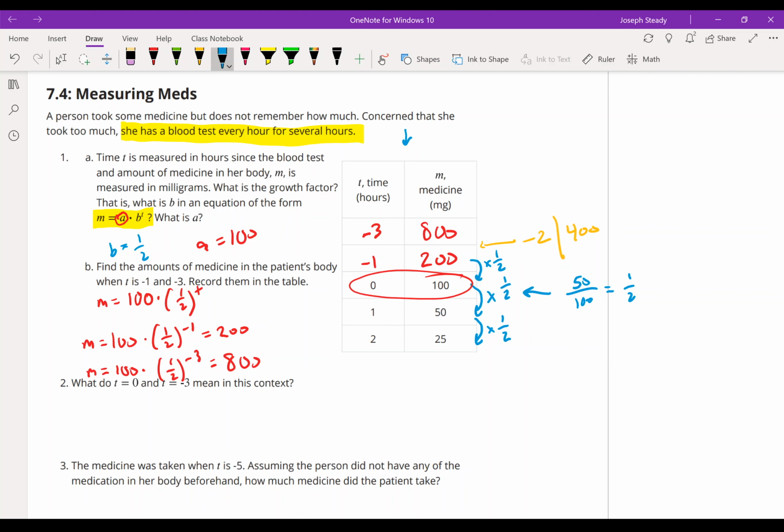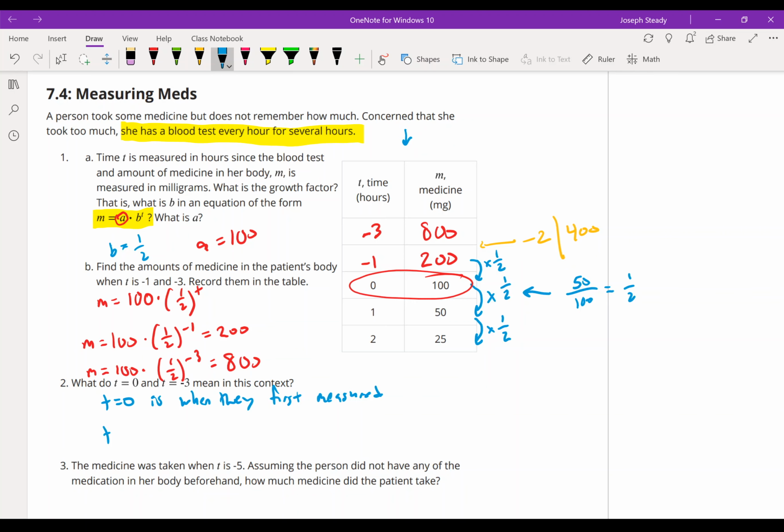Next question asks us, what does it mean when t equals 0 and t equals -3? Well, t equals 0 we've dealt with before. t equals 0 is when they first measured the amount of medicine. In a sense, it's our starting point.